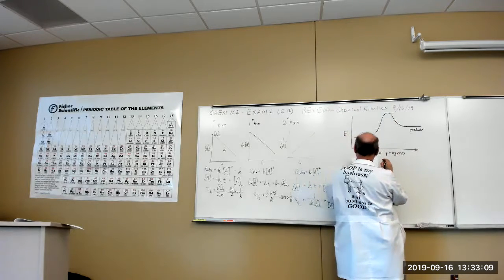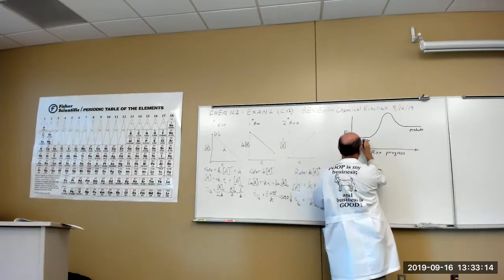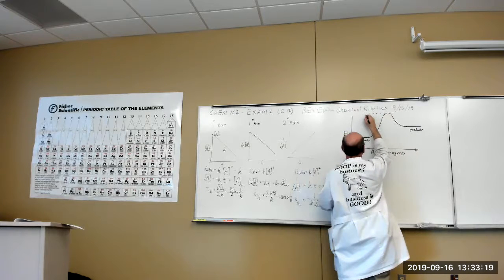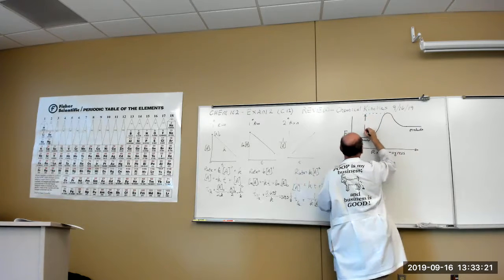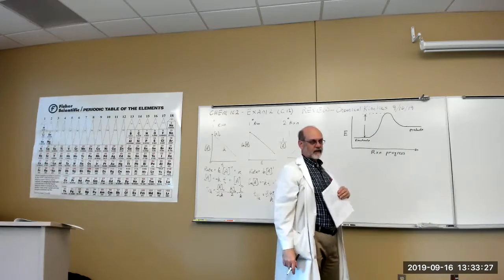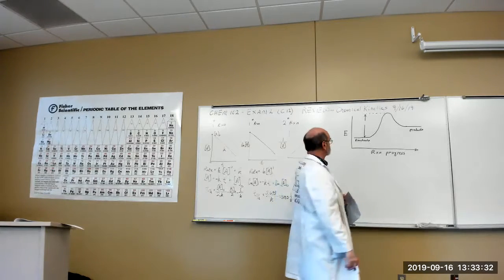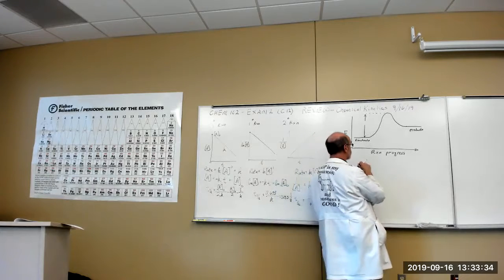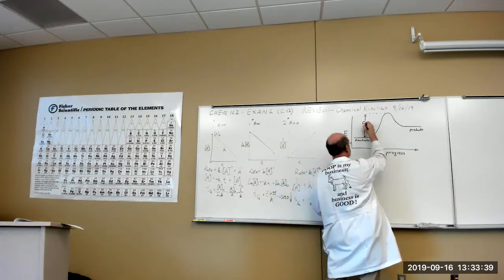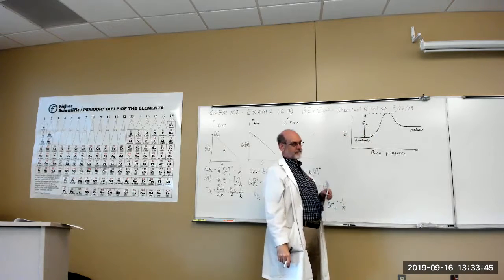And suppose we want to measure from here to here. What's that called? You can use a whole name or the abbreviation. The amount of energy required to get a reaction to start is the activation energy. Okay, Ea.